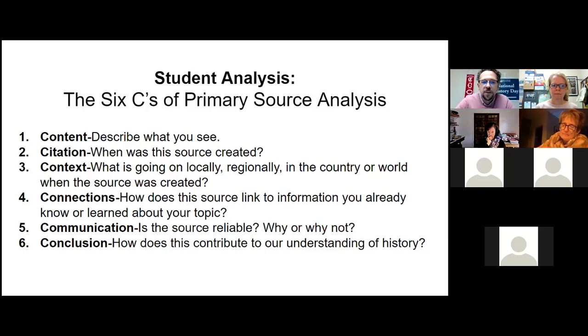And then of course the conclusion is, how does this contribute to the understanding of history? That is, of course, the important part, and that is what brings the first five together, right? It should either support, disprove, or provide some new detail, no matter what topic you're talking about. And so that's the conclusion part of it.